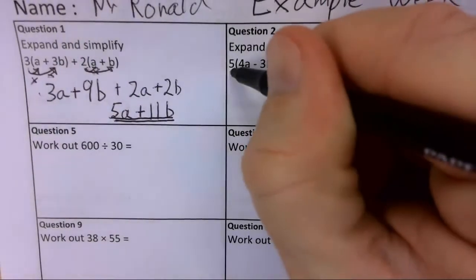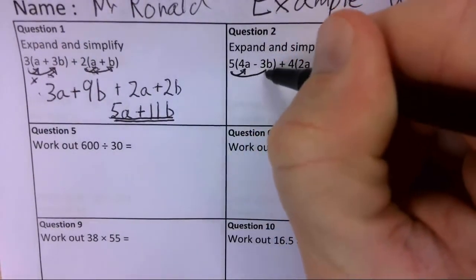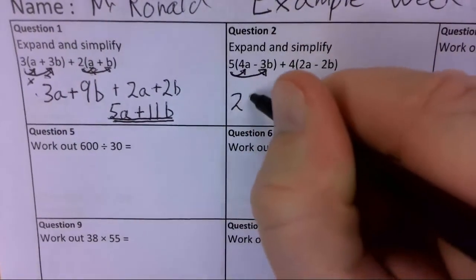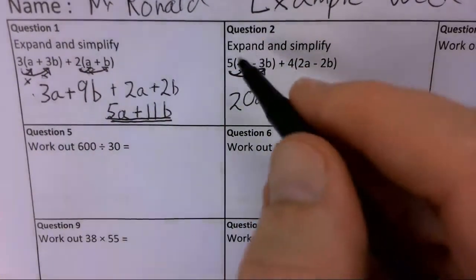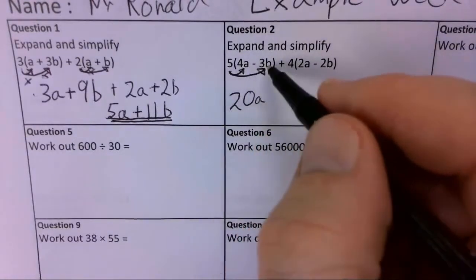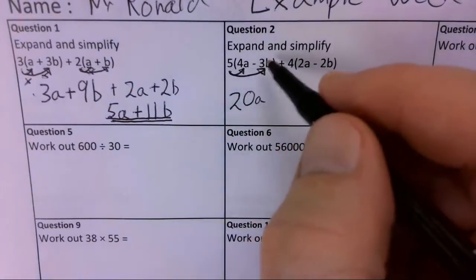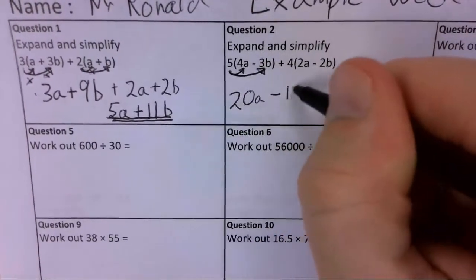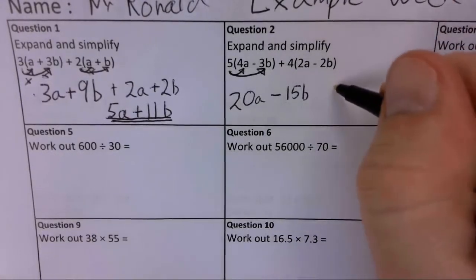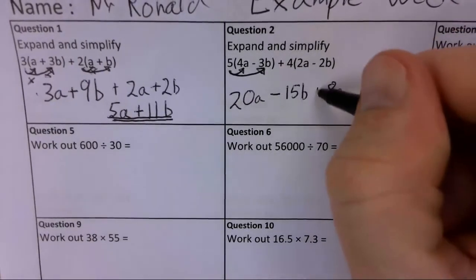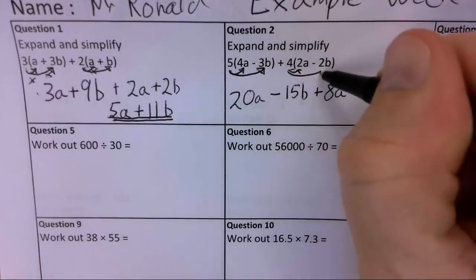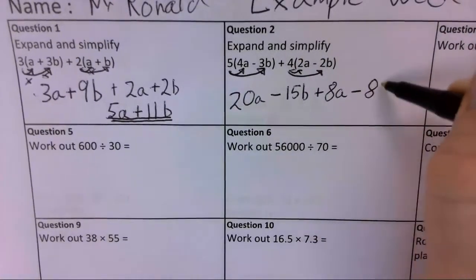Question 2. Again, multiply what's on the outside by each thing on the inside. So 5 times 4a, 5 times 4 is 20, so this is 20a. Now be careful, we've got to watch out because we've got a negative. So 5 times 3b, 5 times 3 would be 15, but it's minus 3, so it's going to be minus 15b. Then I've got 4 times 2a, which gives me 8a. And 4 times minus 2b, which gives me minus 8b.